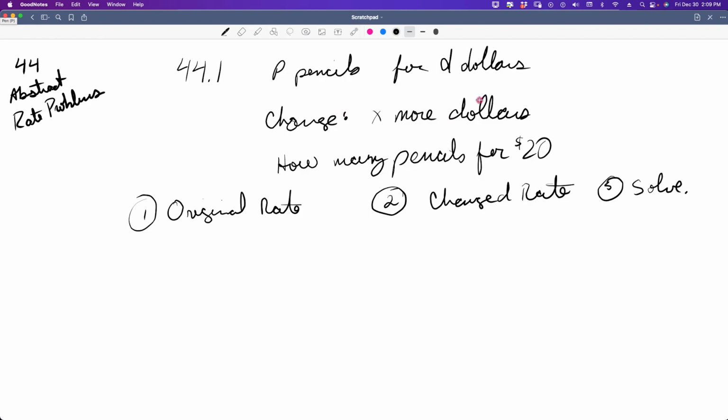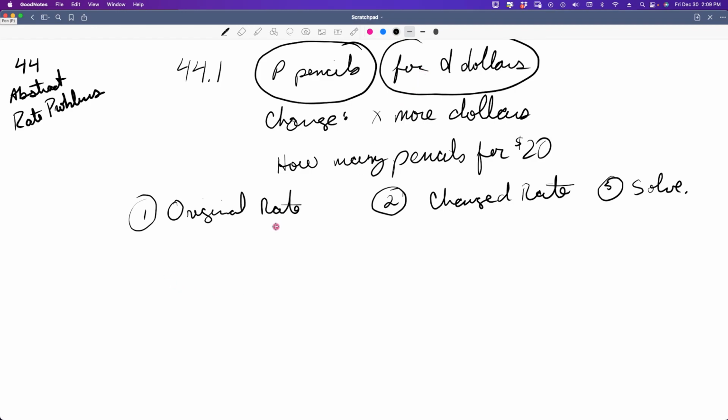So what I am seeing is that the total amount of pencils that he bought was for this price. All right, so it's a group of pencils for a total. The total is not per pencil. It is for all of the pencils. So the change, X more dollars, means that we're adding X dollars to the total price. That's what it's saying.